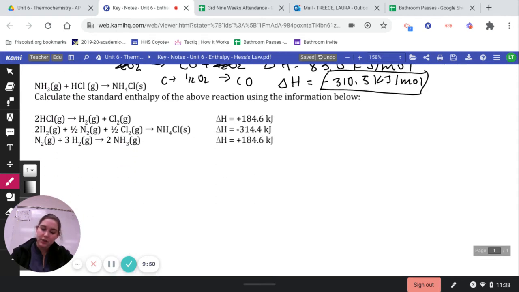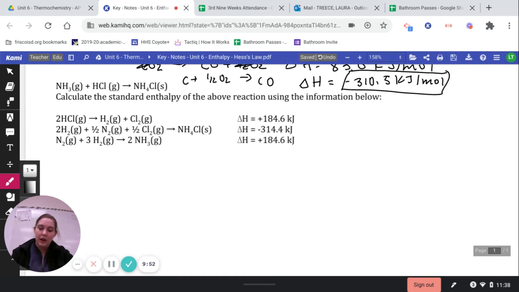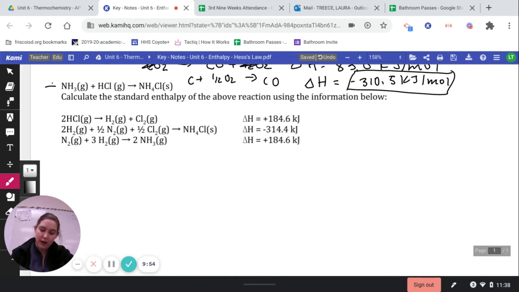All right, guys, I want you to go ahead and pause the video and try this last one. You have your overall reaction up here. You have your stepwise reactions down there. See how you can manipulate them to solve for the overall delta H.